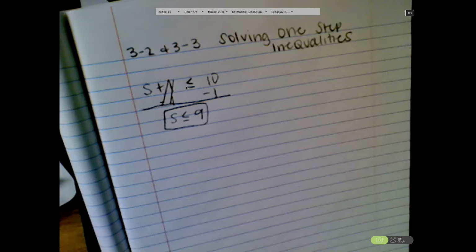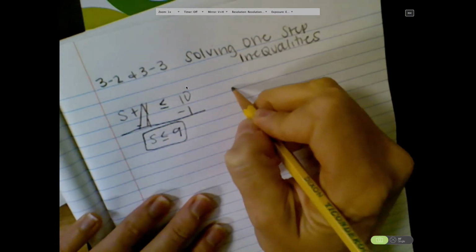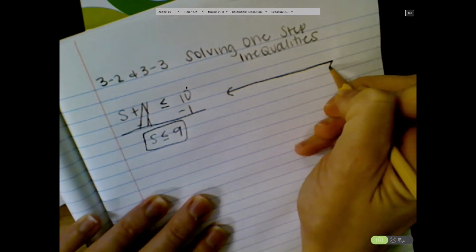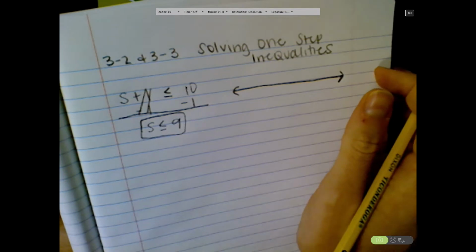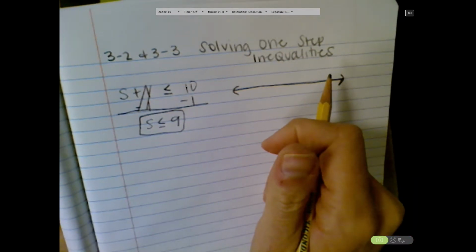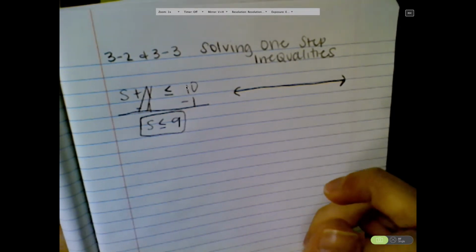Is there any way we could sit here and list all of the numbers s could be equal to? No, because there's also fractional numbers in between each one of the whole numbers, which is why it's so important for us to show the graph of the possible solutions. This is why we graph inequalities, because there's no way we're going to sit here and list every single possible value of s. But we can show it fairly easily on a line graph.